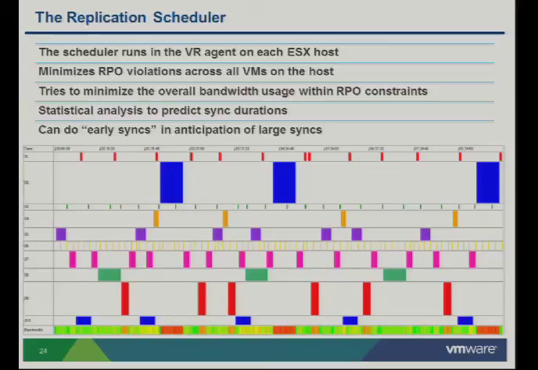Moreover, we support it not only on the source side, also on the target side. You can actually replicate from a virtual compatibility RDM on the source to a virtual compatibility RDM on the target. But they don't have to match. You can replicate from an RDM to a VMDK and vice versa. But it has to be virtual compatibility RDM.